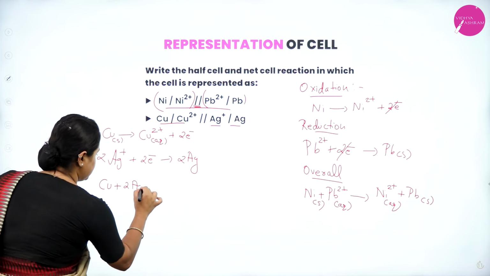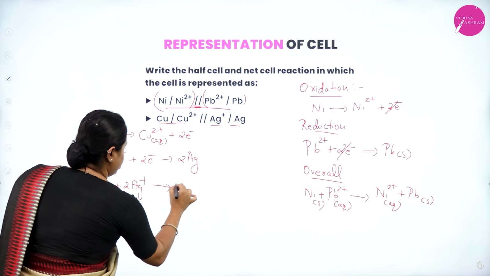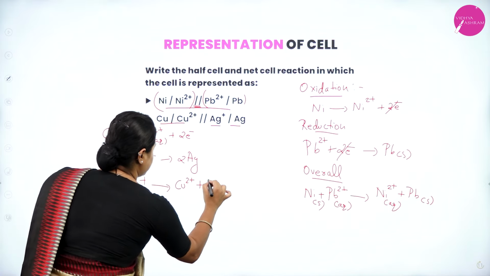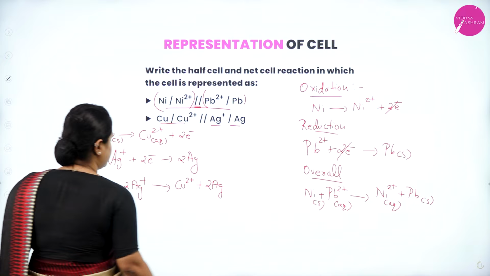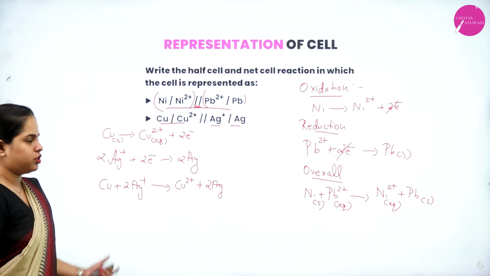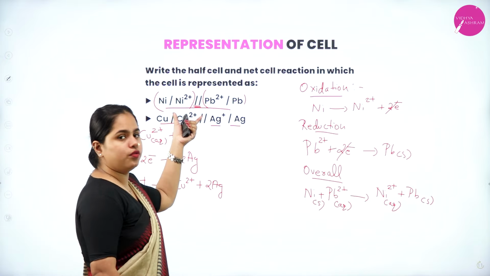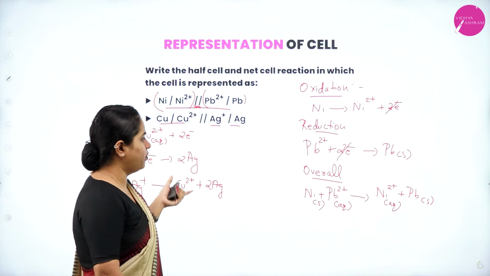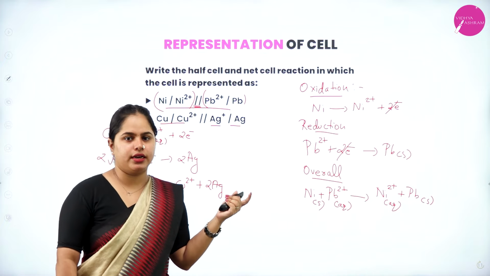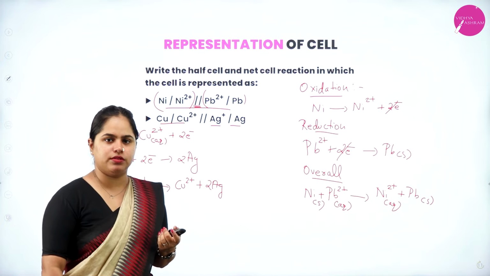Cu plus 2 Ag+, and it will form Cu2+ plus 2 Ag. So this will be the overall reaction. So I hope this is clear. So this is how we are representing a cell, and this is how we write the oxidation and reduction processes and the overall reaction which is taking place.